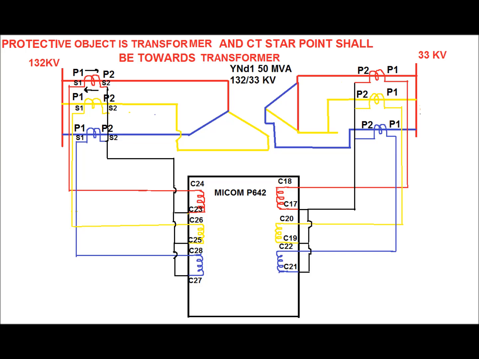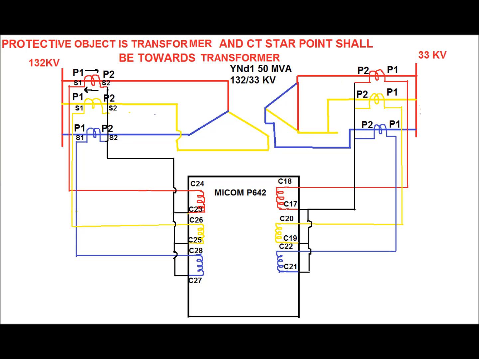Here the CTs on the HV side are connected with P1 towards the bus side, that is the 132 kV bus, and P2 towards the transformer. Similarly, on the LV side, P1 of all the CTs, red, yellow, blue, are connected towards the bus side, that is the 33 kV bus, and P2 is connected towards the transformer side.